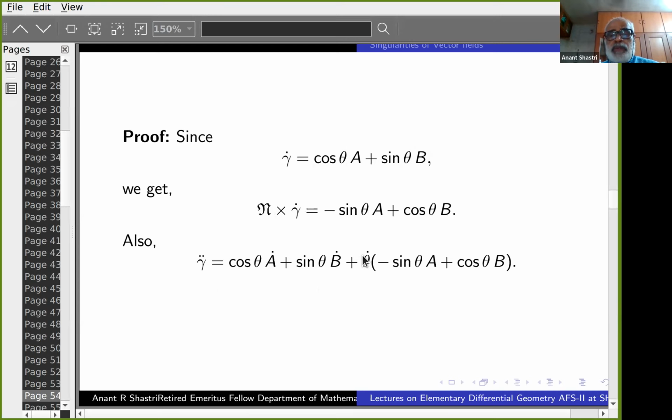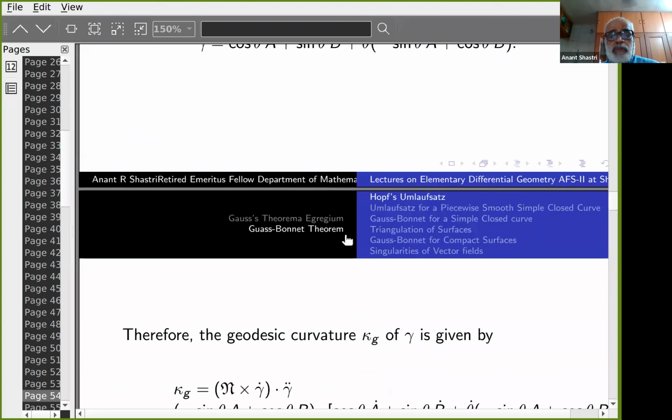B dot comes. Then I am going to take theta dot. No, cos theta I have to differentiate. So theta dot into minus sin theta A as it is, plus similarly theta dot into the derivative of sin theta, which is cos theta, times B. So this is just an elementary computation using Leibniz rule.